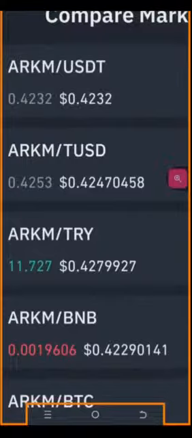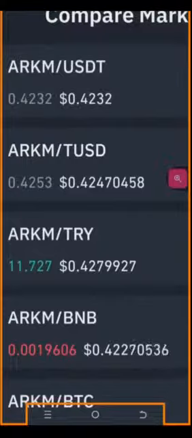So now this is 42 cents. You can see that ARKM USDT is 42 cents, that's 0.4232. You will see that TUSD is 0.4247, right? There's a difference between 32 and 46. Can you see that? The first two numbers are the same. You can see here ARKMTRY is 0.4279, and that's how it goes. So that's how you spot the differences, right?